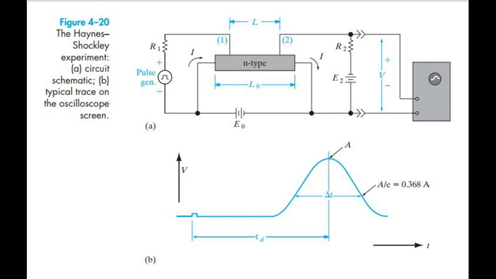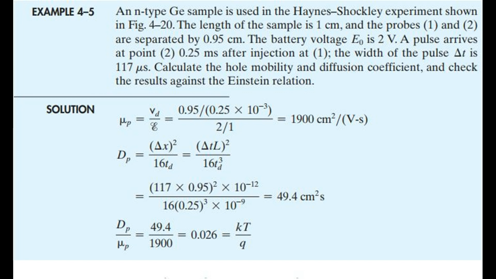Example 4.5. An N-type germanium sample is used in the Haynes-Shockley experiment shown in Fig. 4.20. The length of the sample is 1 cm, and the probes, 1 and 2, are separated by 0.95 cm. The battery voltage E0 is 2 V. A pulse arrives at point 2, 0.25 ms after injection at 1, and the width of the pulse T is 117 µs. Calculate the hole mobility and diffusion coefficient, and check the results against the Einstein relation.